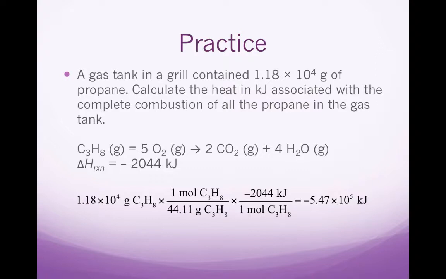So we start with what we're given, which is 1.18 times 10 to the 4th grams of propane gas, but we want moles of propane gas. So we divide that by the molar mass of propane. And then we know that for 1 mole of propane, 2,044 kilojoules of energy is released. So that's our last conversion factor. And we end up getting negative 5.47 times 10 to the 5th kilojoules. So that means that when we combust 1.18 times 10 to the 4th grams of propane, 5.47 times 10 to the 5th kilojoules of energy is released.